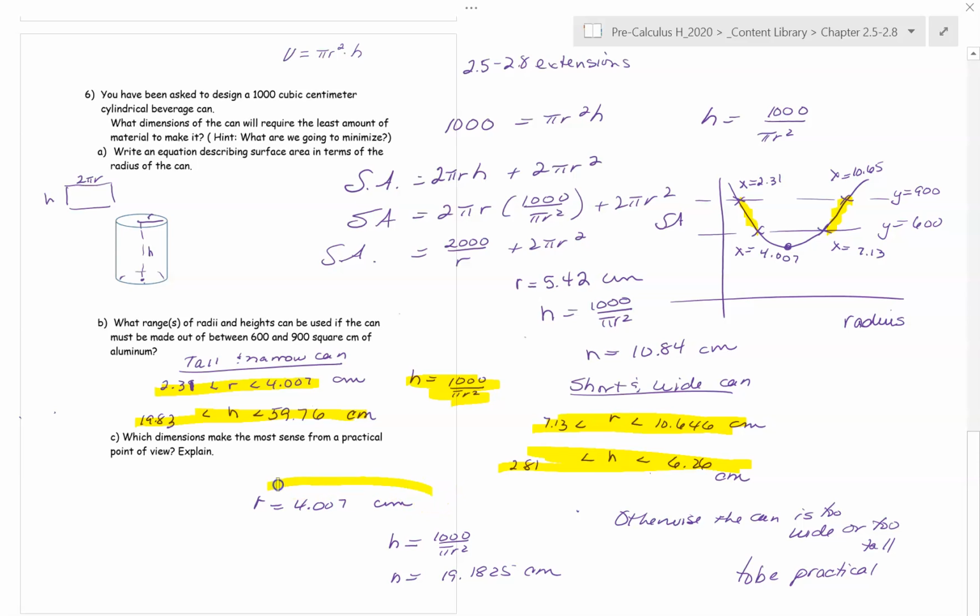I think I'd use the radius of 4.07 with a corresponding height of 19.825, because otherwise the can is too wide or too tall to be practical. It would be hard to hold in your hand and wouldn't necessarily fit in the cup holder. We've got to think about vending machines and things like that. So again, design team, you did a great job with your parameters of a volume of 1,000 cubic centimeters, it had to be a cylinder, and your surface area had to be between 600 and 900 square centimeters of aluminum, and you went ahead and found the dimensions of the can. Great job, everybody.